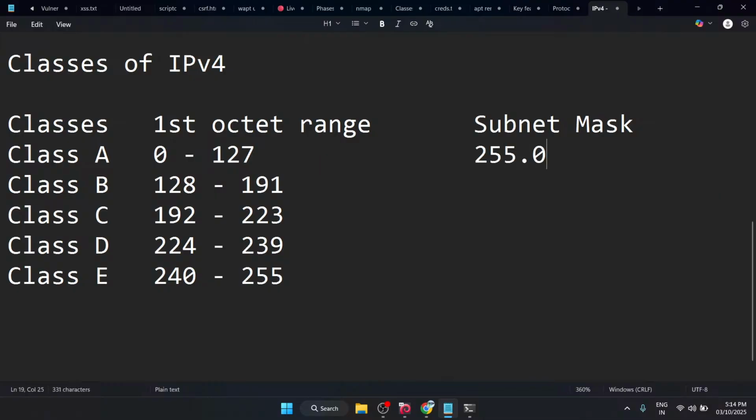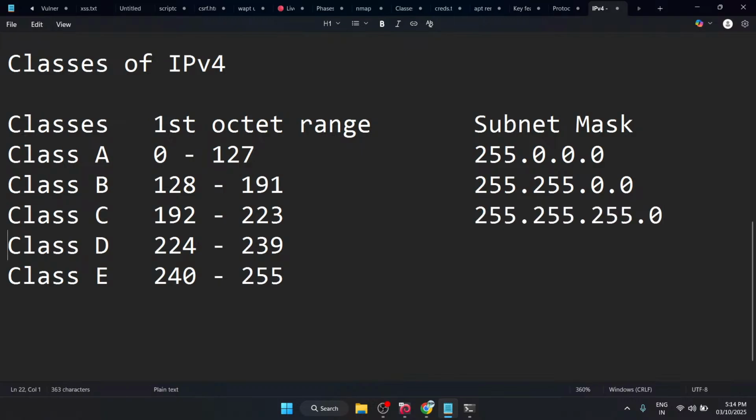So, this is your class A. Subnet mask is 255.0.0.0. Class B subnet mask is 255.255.0.0, and class C is 255.255.255.0. For class D and class E, it is not applicable.